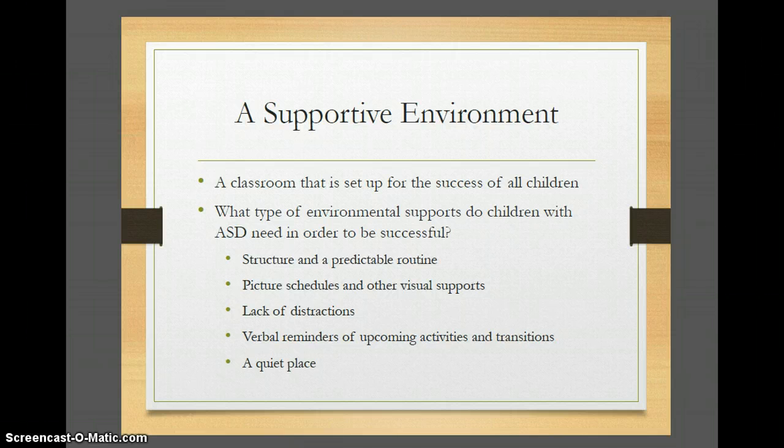Some of the things that we're going to talk about today: they need structure and a predictable routine. They need picture schedules and other visual supports. And those picture schedules tie right in with the predictable routine of the classroom. They need a lack of distractions. Think back to our topic of sensory processing challenges. If children are overwhelmed by sensory input, those distractions are going to be really overstimulating for them. They need verbal reminders of upcoming activities and transitions. So they need help transitioning from activity to activity, and they need a quiet place, somewhere that is safe for them in the classroom.